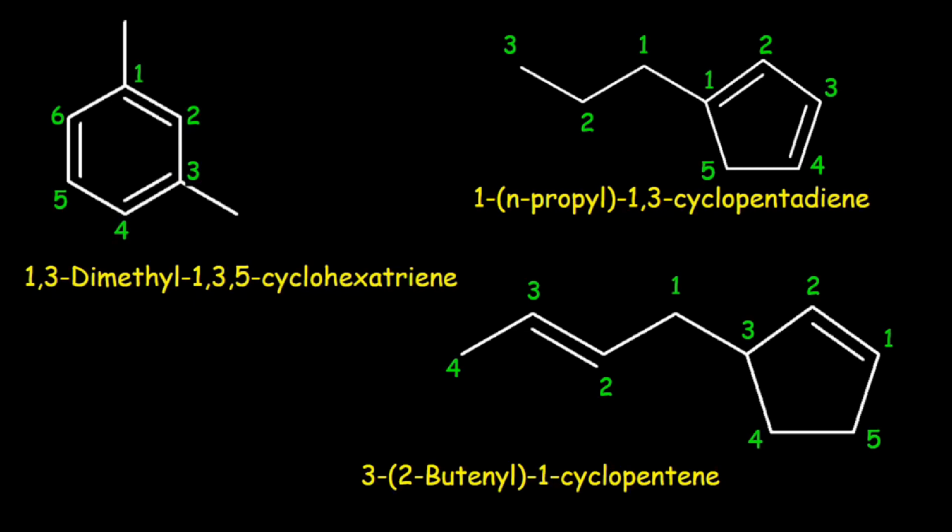The substituent part is actually a 2-butenyl, and this 2-butenyl is attached to the third carbon of the heading part. So 3-(2-butenyl)-1-cyclopentene. So this is all about the nomenclature of cycloalkenes, and in the next lecture we will discuss the nomenclature of alkynes.